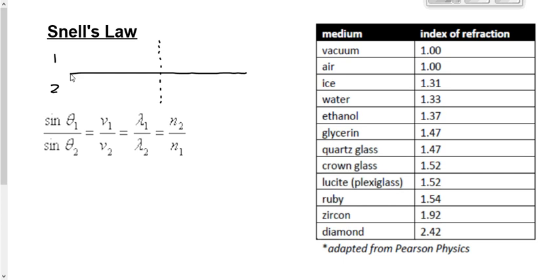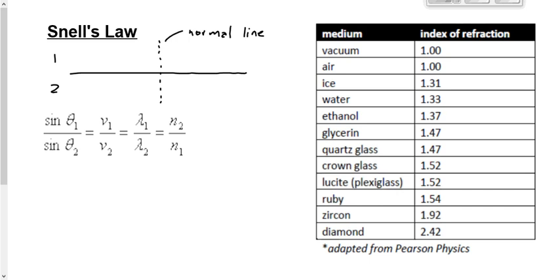In Physics 20, we use that term normal force. Normal line, normal force. The normal force was perpendicular to the surface. The normal line is perpendicular to the boundary. In physics, normal means perpendicular, 90 degrees. So this is our normal line. It's just a line that we use as a reference to measure our angle from.